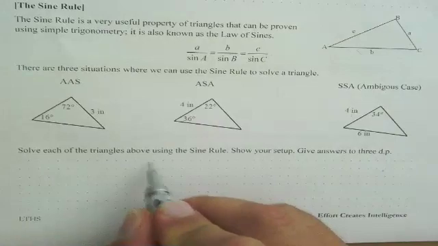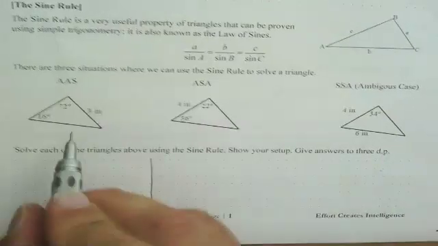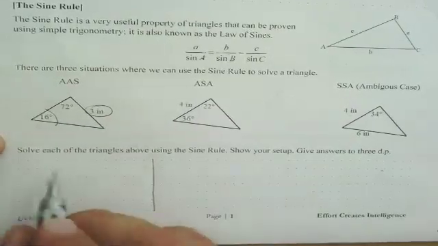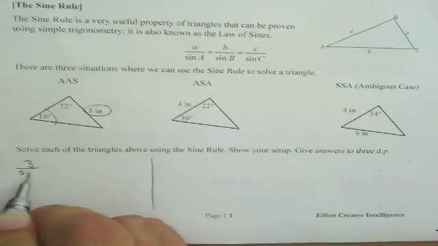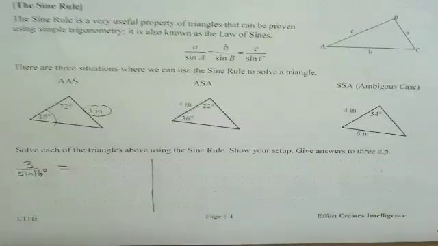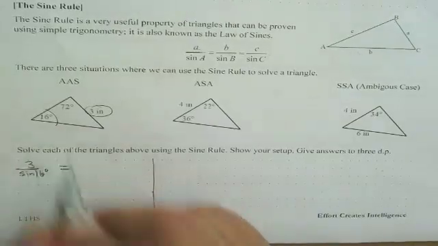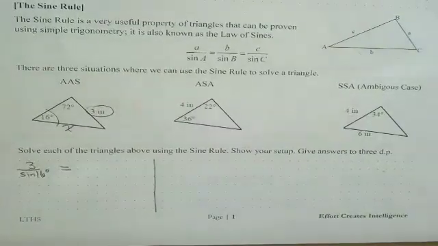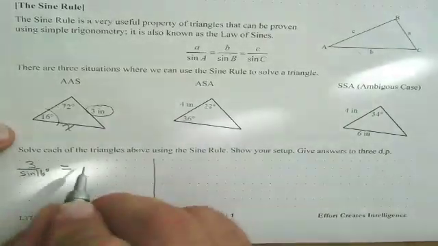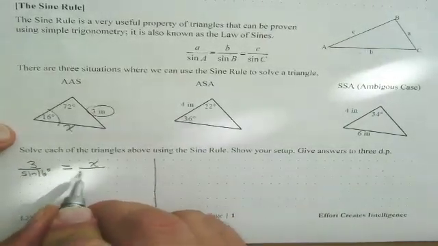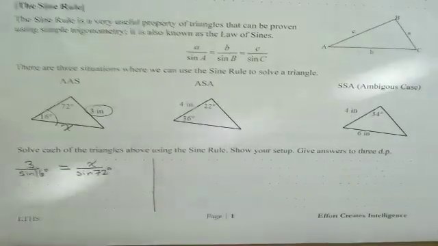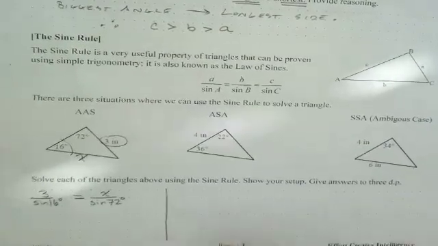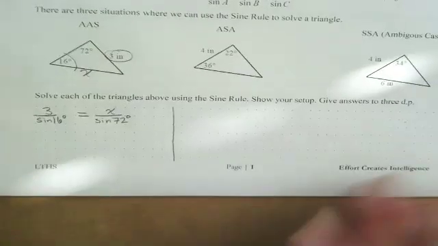Okay, so if we look at this first one, we have this angle and that side opposite. So I'm simply going to write 3 over the sine of 16 degrees is going to be equal to, right? Well, we need to figure out this side length over here, and we'll call that x for now. So 3 over sine of 16 degrees is going to be equal to x over the sine of 72 degrees, okay?